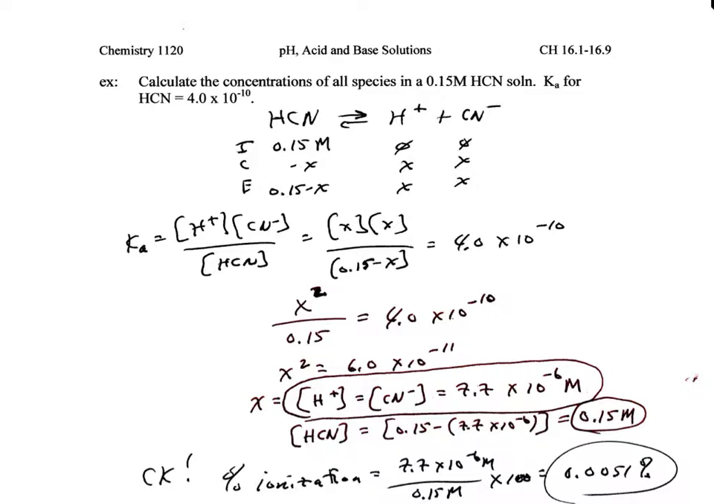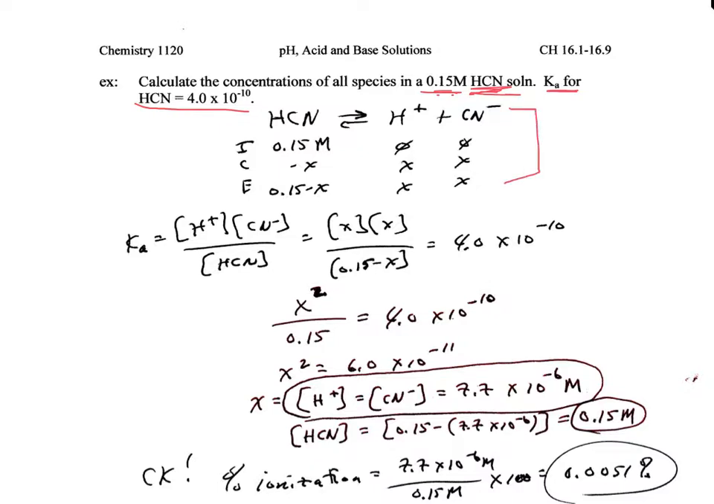Calculate the concentrations of all species now. Let's do a 0.15. I'm on a 0.15 kick of hydrogen cyanide or hydrocyanic acid. And then here's the K value. This time I just gave it to us again as a part of the problem. Sometimes in homework problems, you have to go get it yourself, okay?